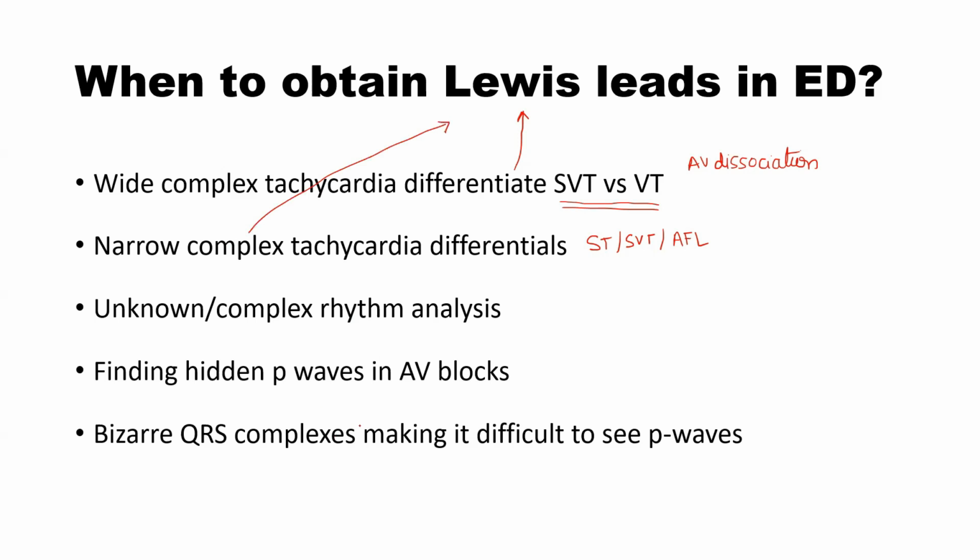Sometimes, the rhythms are really complex and they keep on changing from one part of the ECG to another. If such an ECG needs to be analyzed, you need to break down the atrial activity, the AV conduction, and the ventricular activity clearly. And in such a situation, a Lewis lead can again be of great help.